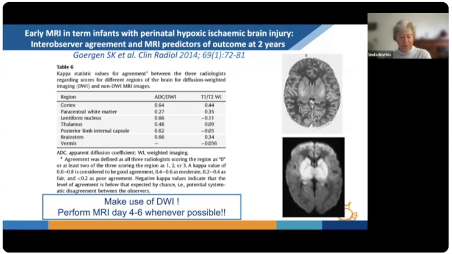So now most of us recommend perform your MRI day 4 to 6 after rewarming when you still have access to your diffusion-weighted imaging, because important to know that by the end of the first week, you get what is called pseudo-normalization, so you lose these white areas at the end of the first week. So it's really a measure of acute injury.